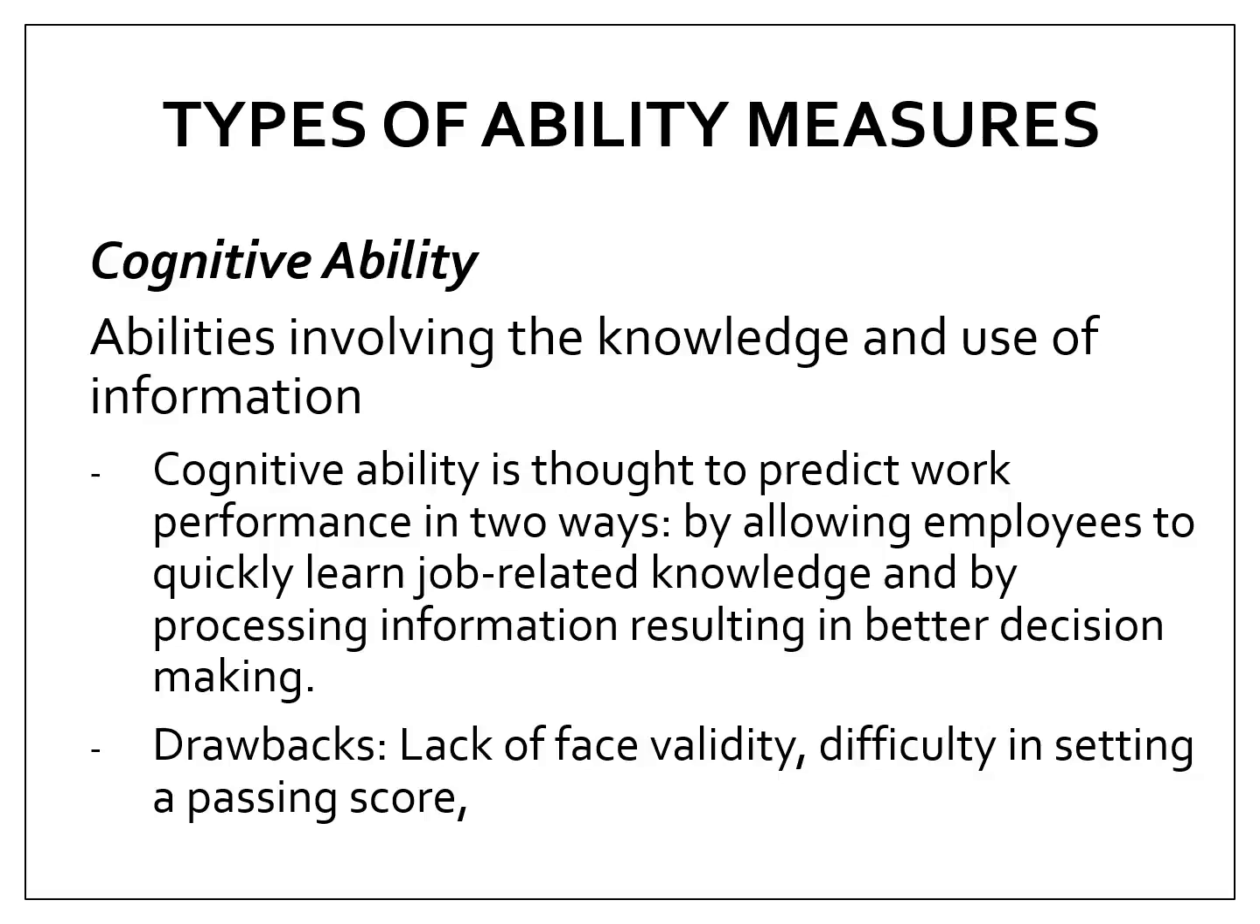All right, so the first type of ability that we're going to talk about in psychological testing is cognitive ability, or abilities involving knowledge and the use of information. So basically, all achievement, aptitude, and intelligence tests measure cognitive ability.